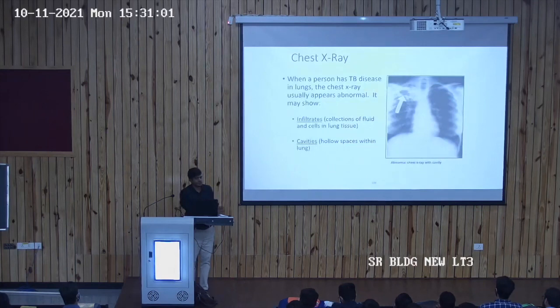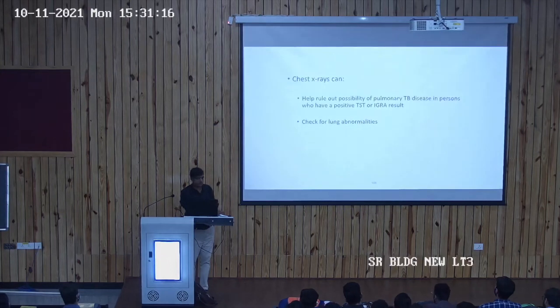When a person has TB disease in the lungs, the chest X-ray usually appears abnormal. It may show infiltrate, which is the collection of fluid and cells in lung tissue, and cavities, which are hollow spaces within the lung. A chest X-ray can help you rule out the possibility of pulmonary TB disease in a person who has a positive TST or IGRA, and you can check for other lung abnormalities also.